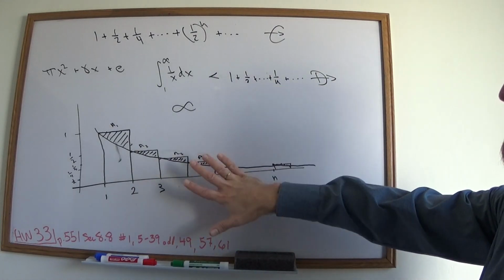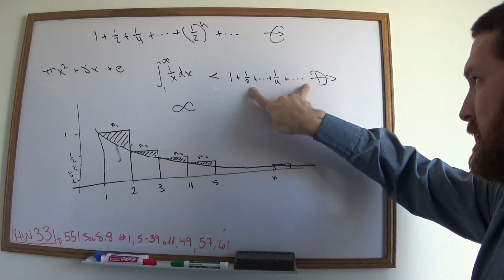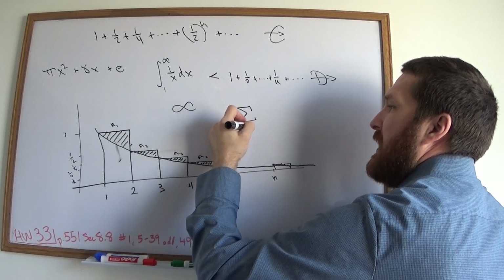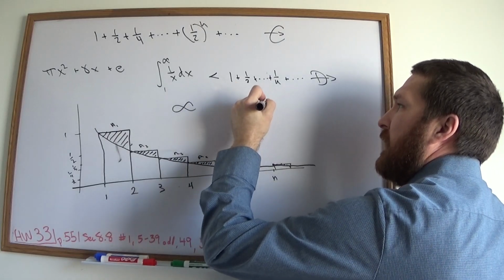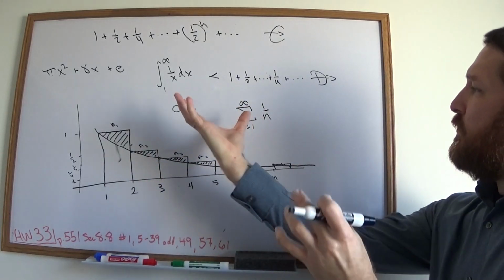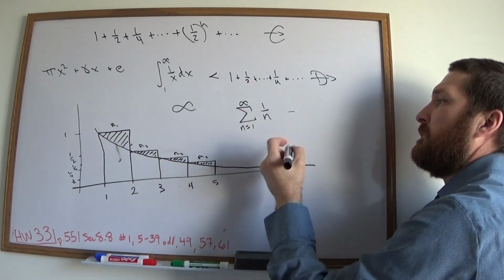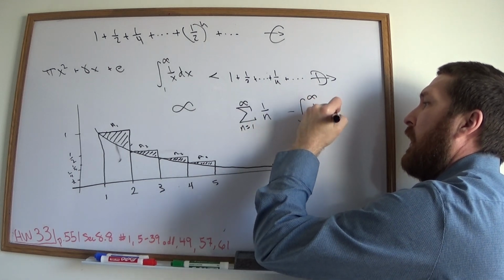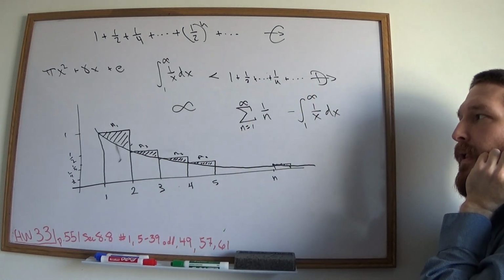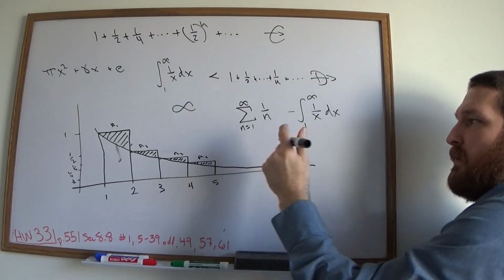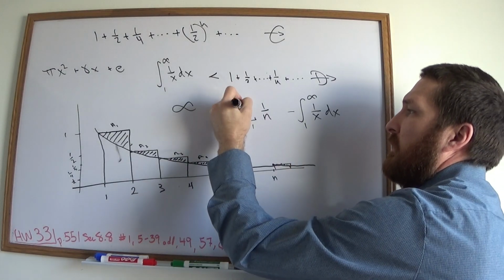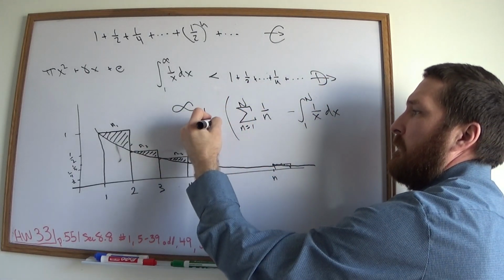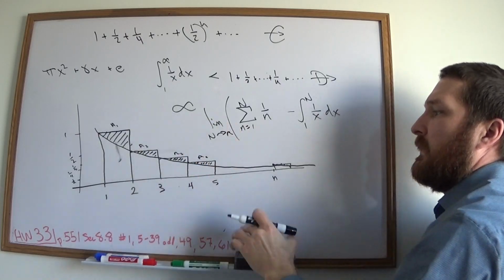We take this, which I'm going to rewrite as the sum as n goes from 1 up to infinity of 1 over n. And then we subtract off the integral from 1. Which we know is the same thing as, if we do it like this, then we could take a limit as n goes to infinity.